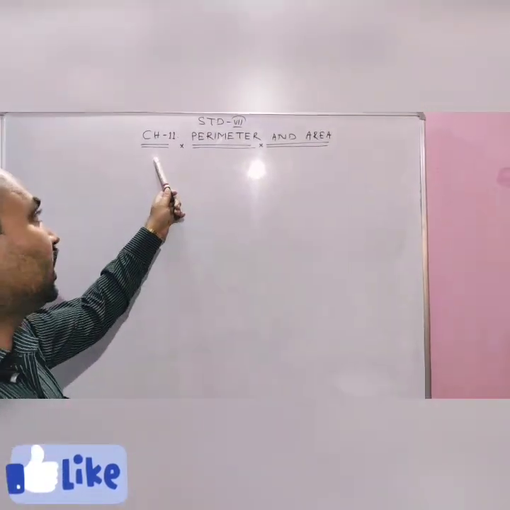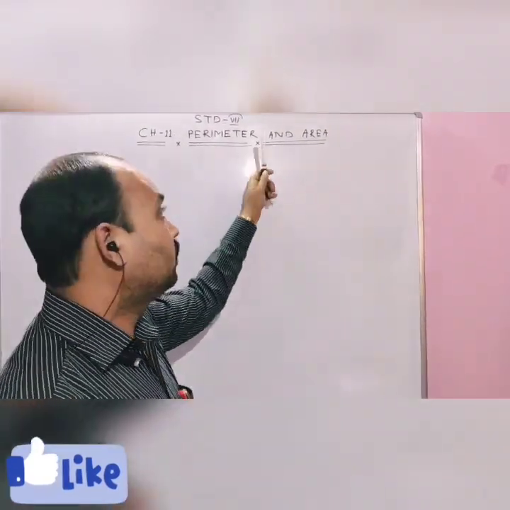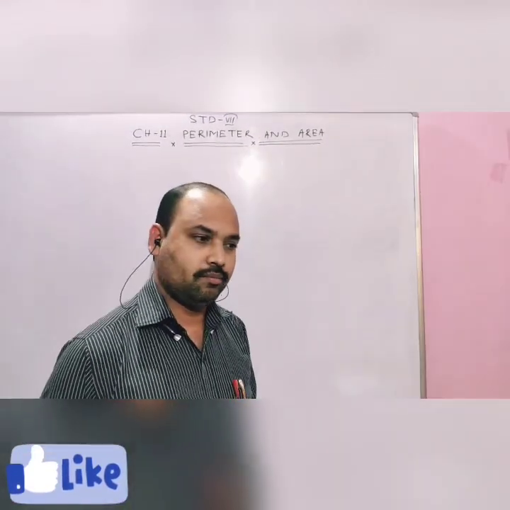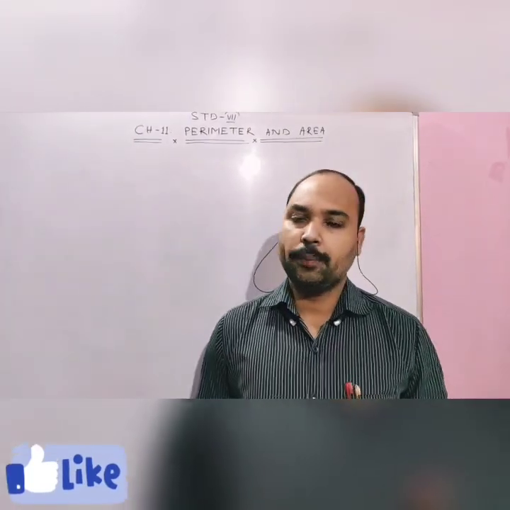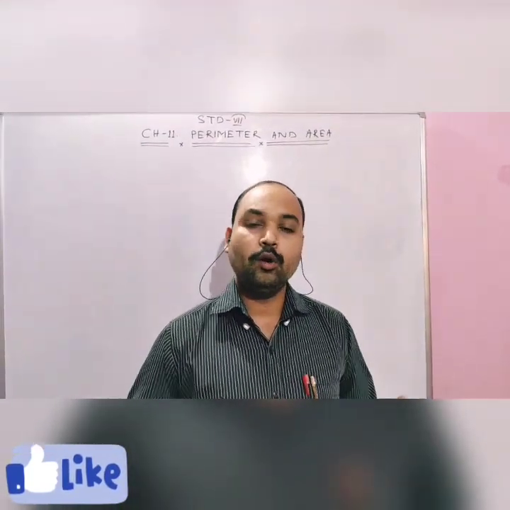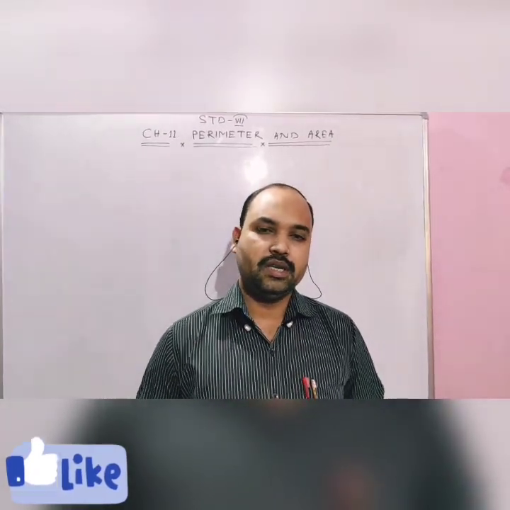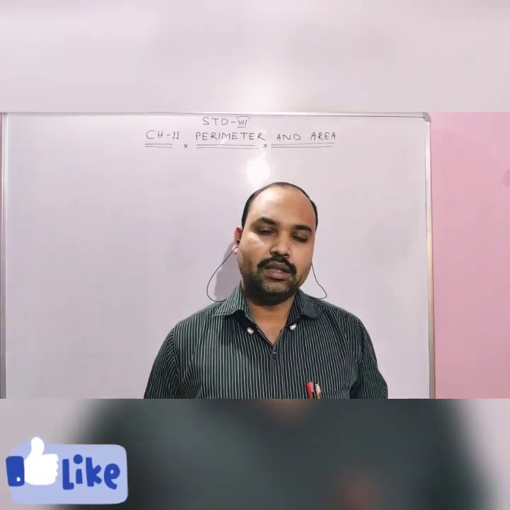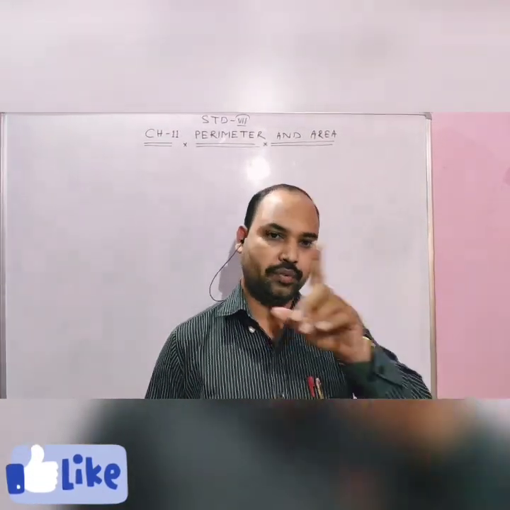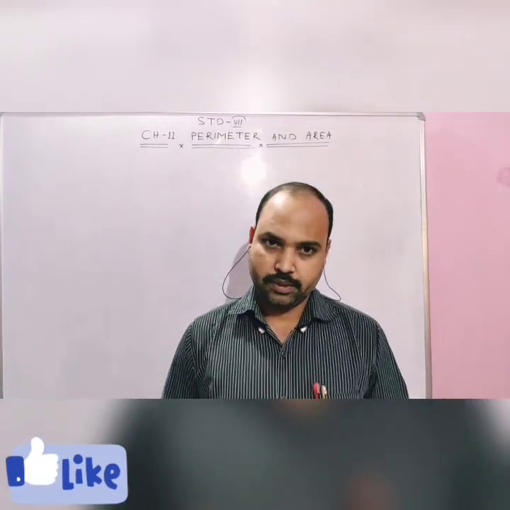The chapter is 11, and the chapter name is Perimeter and Area of Standard 7. So what is called perimeter? First, we have to know about the perimeter. What do you mean by perimeter? Perimeter means it is the total length of a closed figure. It means it is the boundary of the closed figure.